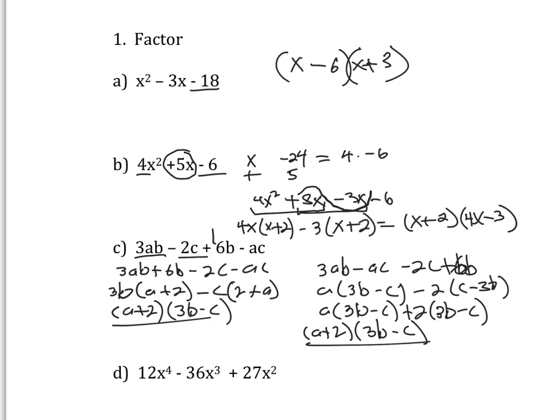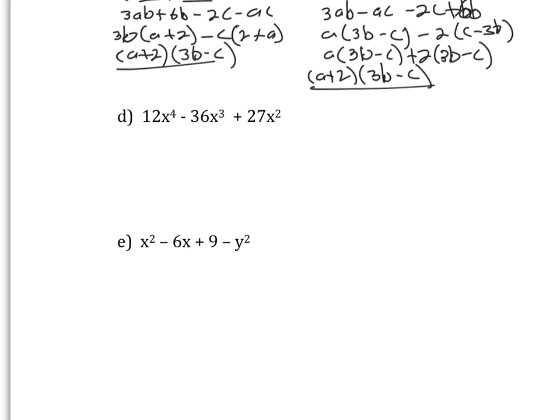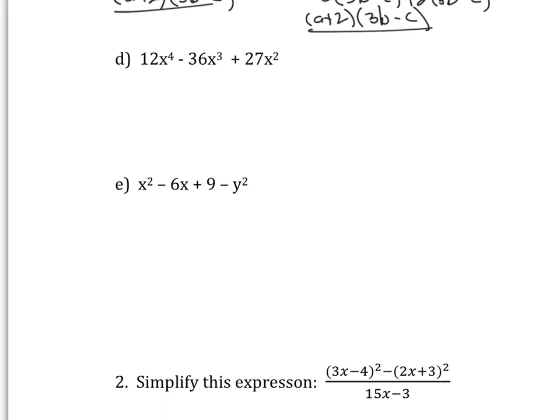All right, let's take a look at this next one here, or these next two. Okay, so right here, first thing we want to do, and this again is the first thing we always want to do, we want to see, do we have any common factors here? And we have a common factor of 3 that goes into 12, 36, and 27. And we have a common factor of x squared that goes into our x to the fourth, x to the third, and x squared terms. So what we factor out now is a 3x squared, which leaves us with 4x squared minus 12x plus 9.